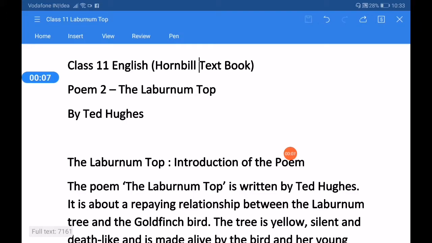Today we are going to study a new poem, poem number 2, The Laburnum Top. Laburnum is the name of a tree. The poet Ted Hughes has given a very vivid description of the laburnum tree. So, let us first try to know the introduction to the poem, The Laburnum Top.